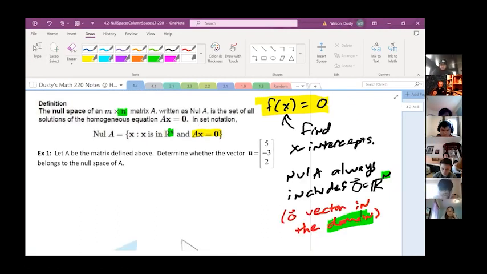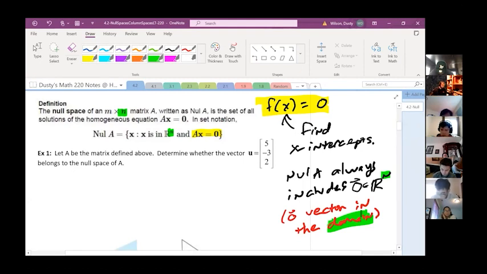I'm hoping what you can see already is that we've solved the homogeneous equation for non-trivial solutions. We've done this in the past. We've also found x-intercepts in the past. So what you're seeing right away is that this is a new way of doing something that you've done before. It's just new vocabulary for something that's actually familiar.